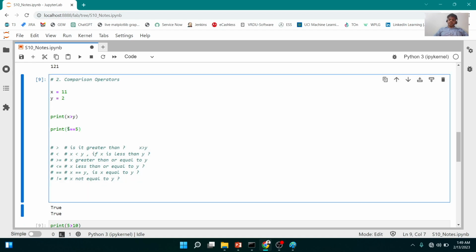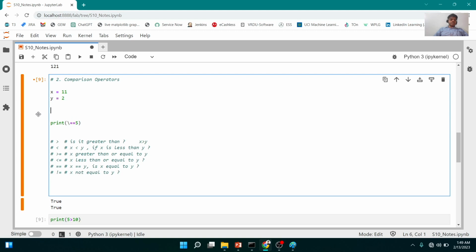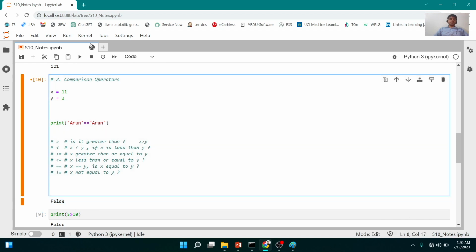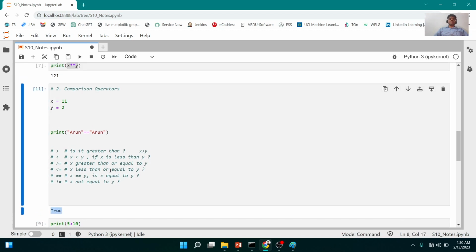Not just integers, but you can also compare strings. For example, I can write Arun equal to Arun. Can you guess what the response could be? Is it true or is it false? Well, you might say that Arun and Arun are the same, but no. Python is case sensitive. When I say case sensitive, the capital A and small a are not the same. So this is going to be false. Let me run it. You see, it's false. But the moment I make it capital A, you're going to see that it says true.